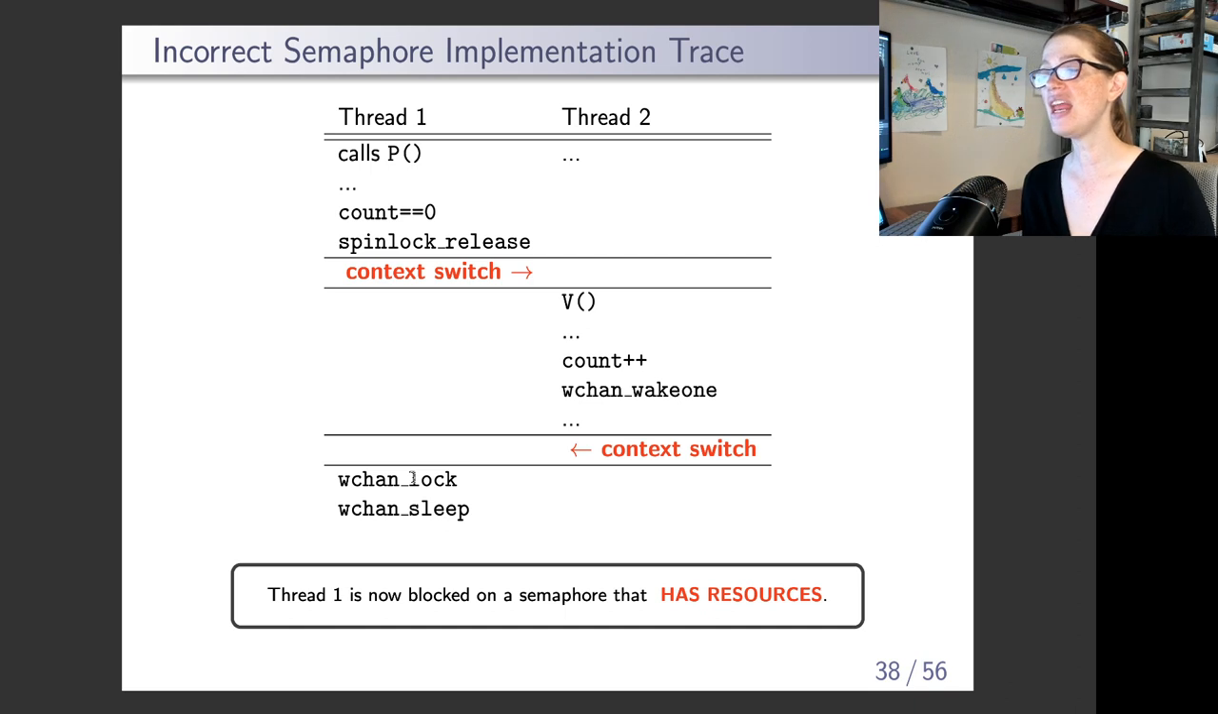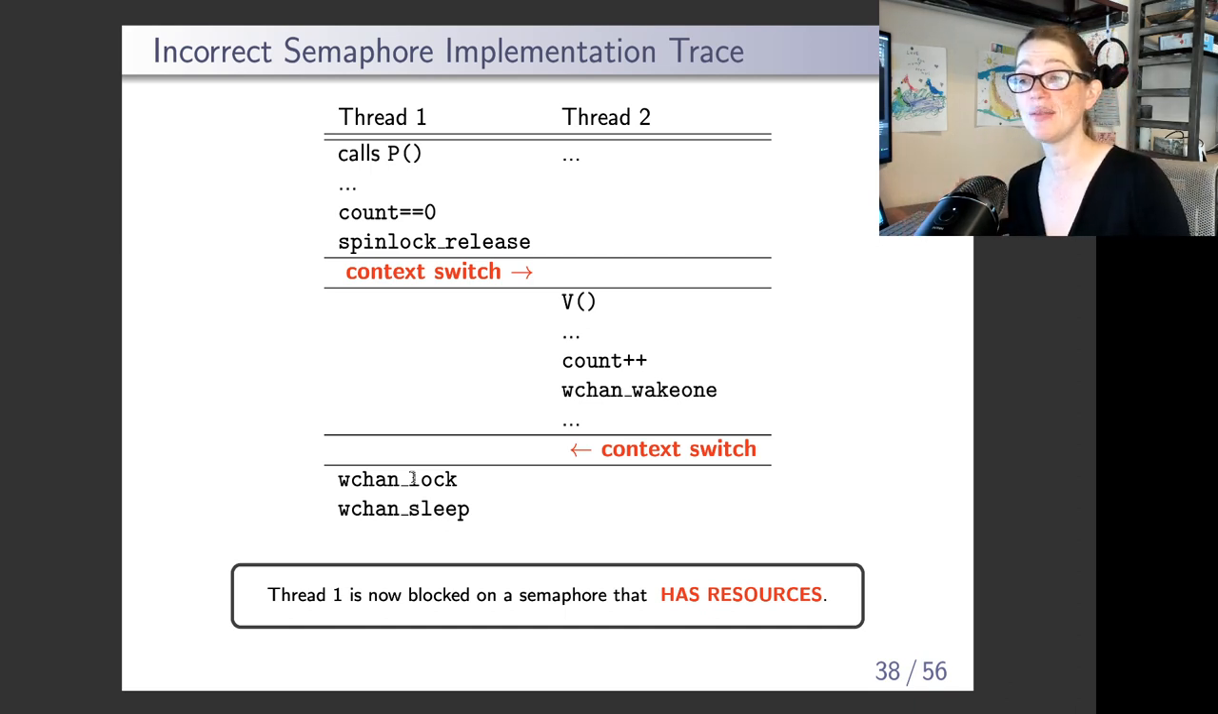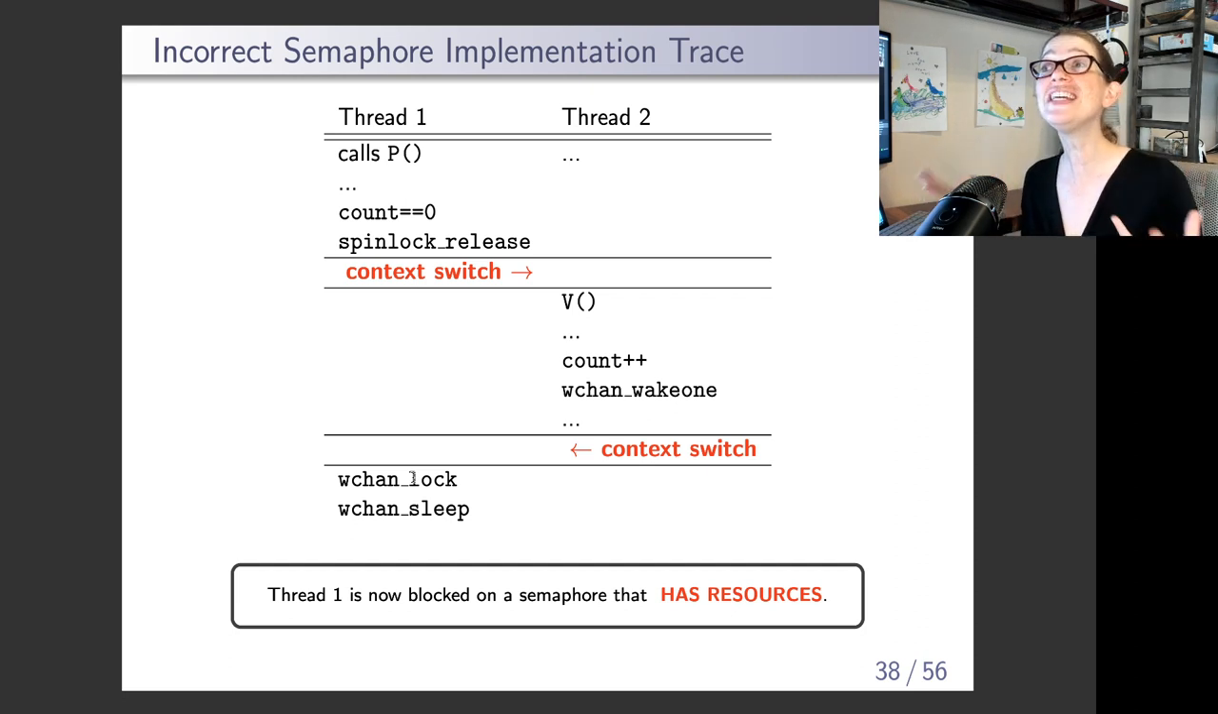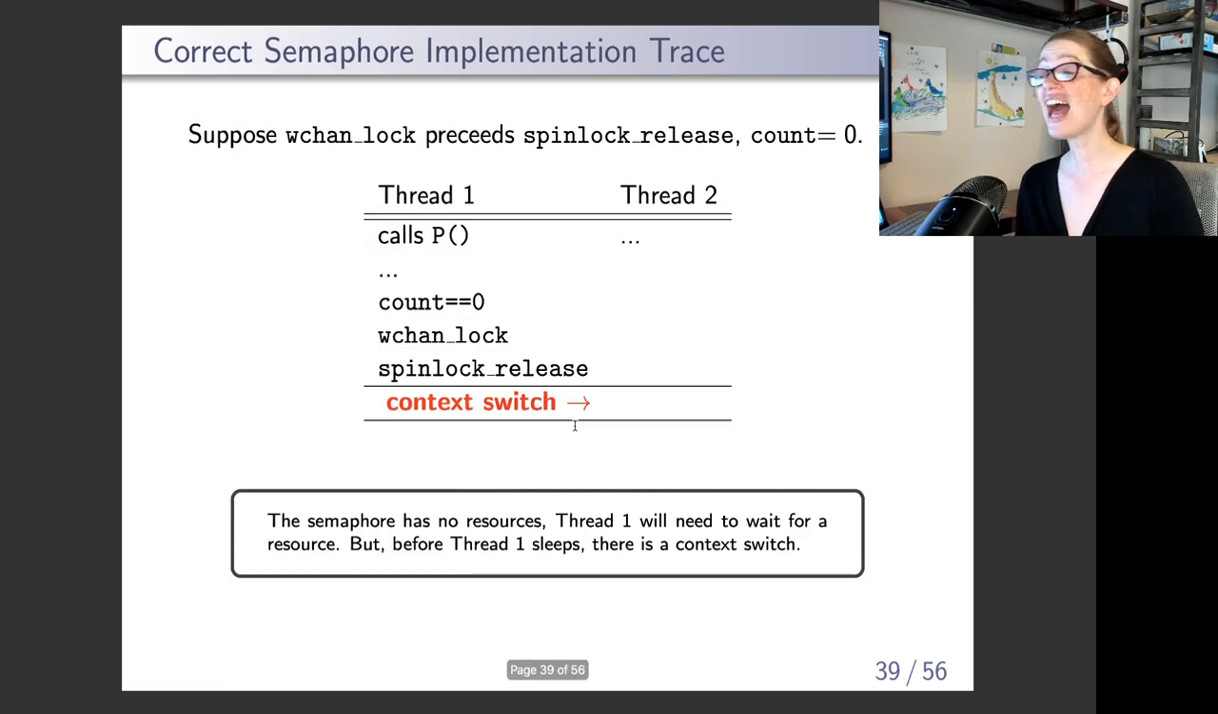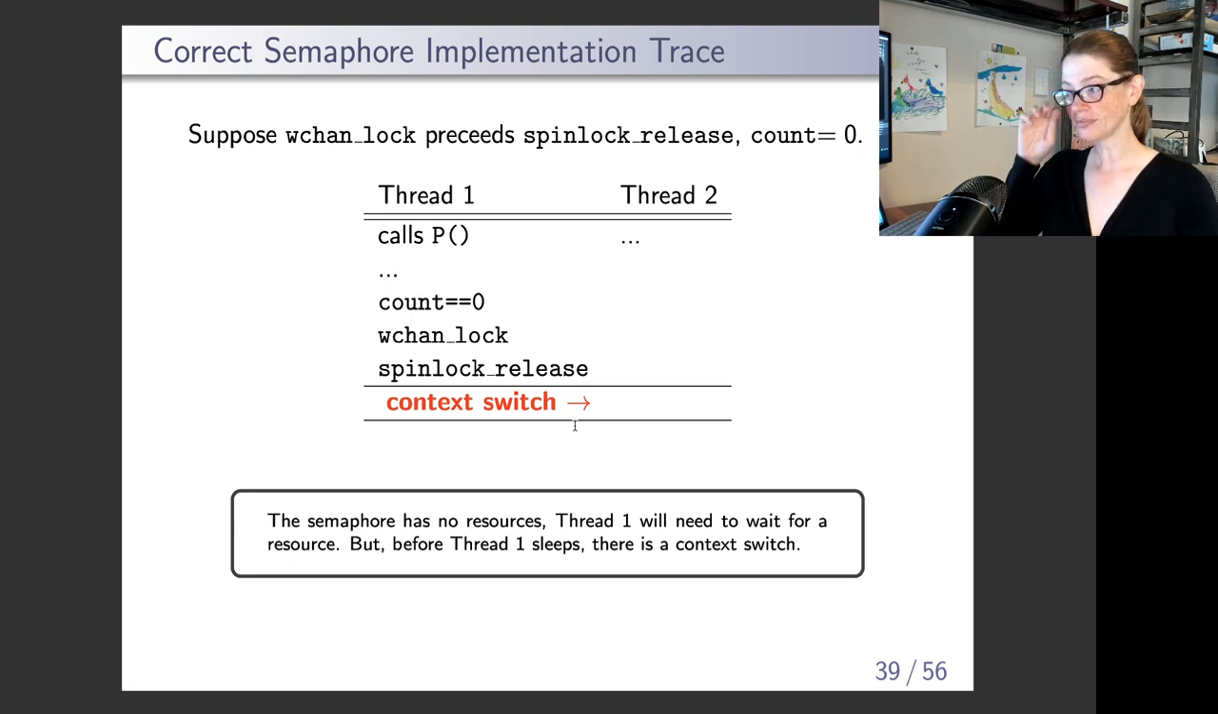So thread 1 is now asleep on a semaphore, but the number of resources that semaphore has is 1. So there was no reason for thread 1 to fall asleep. But because of the incorrect order of release and lock here, we end up falling asleep on something that has a resource available because we didn't protect things properly. Now, how should this actually behave if we have it in the correct order as in the course notes?